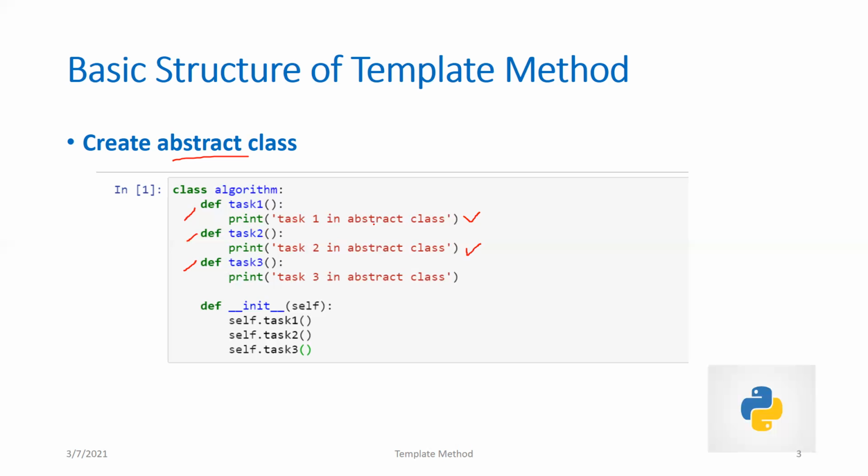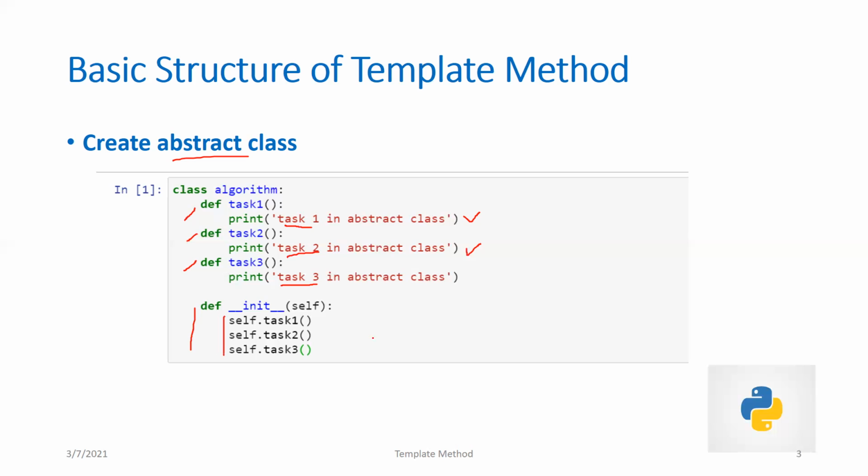So I am in the abstract class, or the parent class, or the base class, and the function is task one. In the second function, I write task two of the abstract class. In task three, I wrote task three in the abstract class. But there is a combined method, which holds all of these three tasks. If it is called, that means sequentially all of these three tasks will be performed by any object.